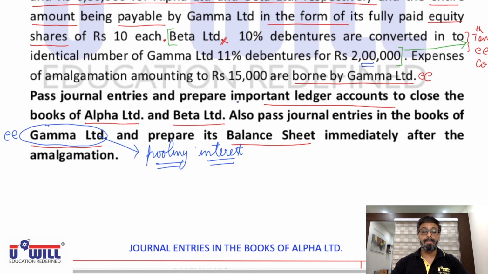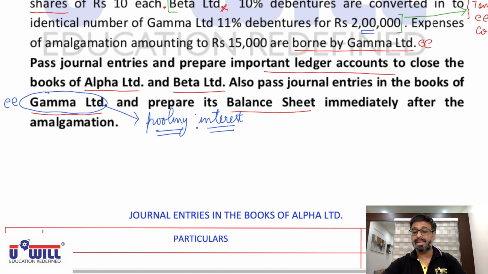Pass journal entries and prepare important ledger accounts to close the books of Alpha Limited and Beta Limited. Now listen carefully. Both are transferor companies, Alpha and Beta. Make the formats for both of them. Pause the video and make the formats which I tell you. I will explain you the entries of Alpha Limited. Exactly same are the entries of Beta Limited. So you first make the entries of Alpha Limited, then you pause the video, try the entries of Beta Limited on your own, and then you play the video and verify.